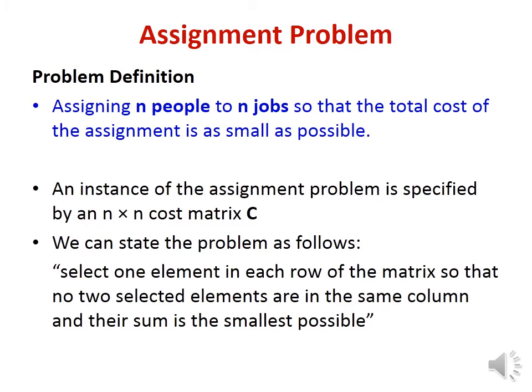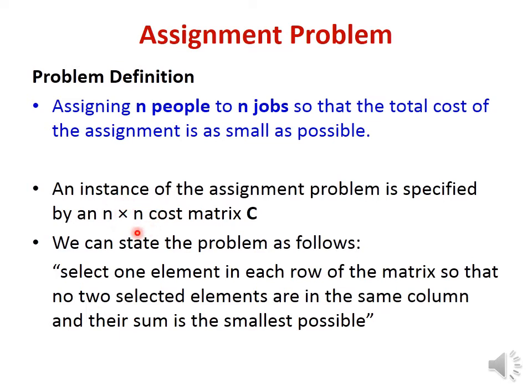It is assumed that all n people can do n jobs, and the cost of person 1 doing job 1, what is the cost? Person 1 doing job 2, what is the cost? All these combinations are given to us. The cost of doing the job by every person is given to us, and it is represented by a matrix called the cost matrix C. It is an n cross n matrix.